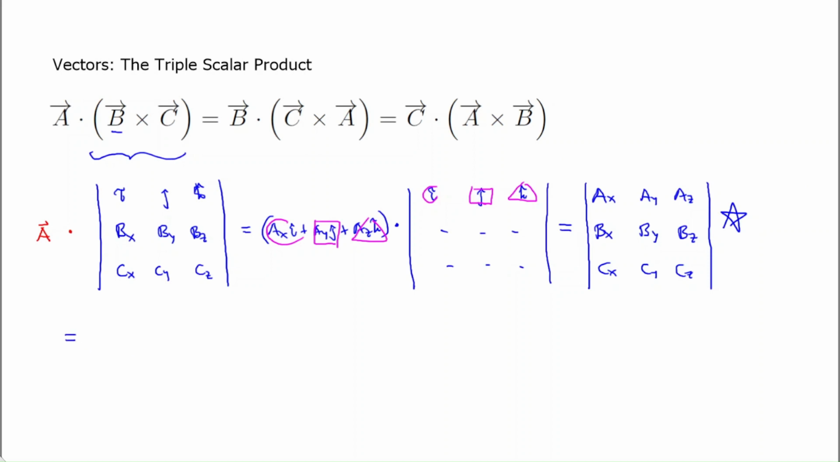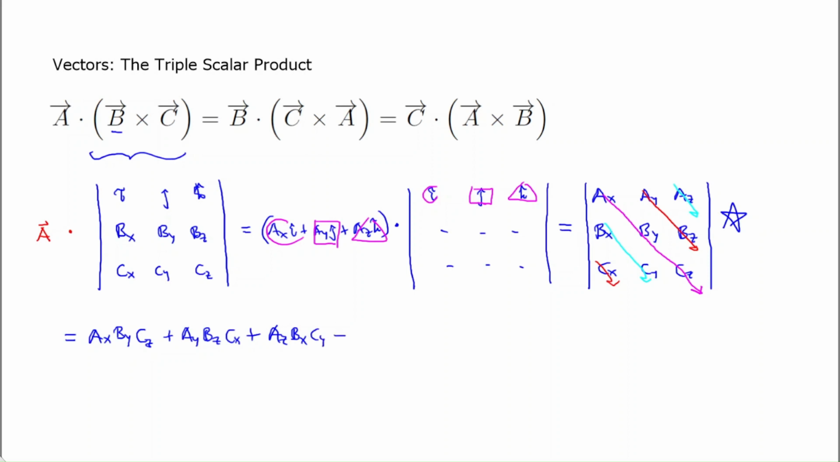We'll just do the determinant in the usual way, except we don't have I, J, K at the top. We have the vector components of A. So first we'll do this positive diagonal: A sub x, B sub y, C sub z. Now this positive diagonal: A sub y, B sub z, C sub x. And now this positive diagonal: A sub z, B sub x, C sub y.